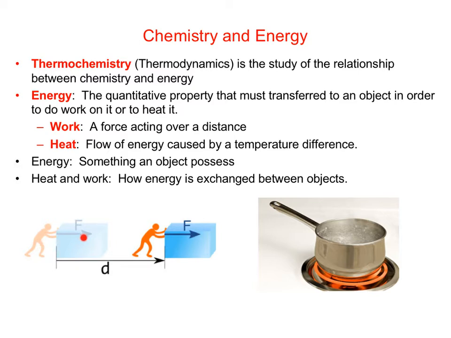So somebody pushing this block is doing work on it. And heat is the flow of energy caused by a temperature difference. So when you have this red hot coil, that is at a much higher temperature than this pot of water, and so the heat is being transferred from the coil to the water. And so the energy is being transferred as heat. So energy is something that an object possesses, and the way we transfer energy is through either heat or work.